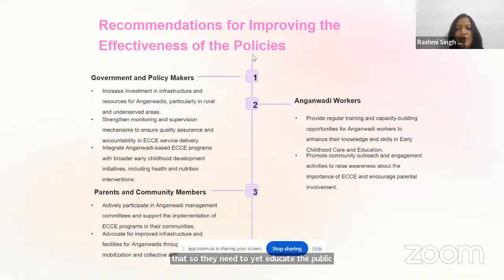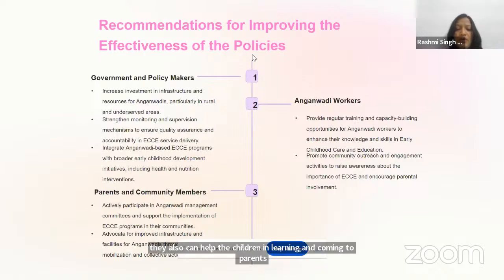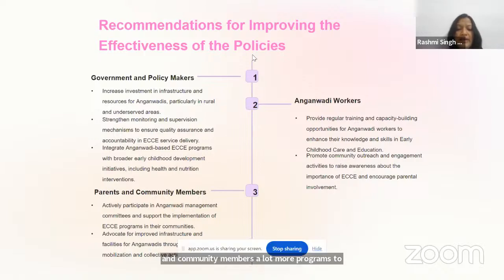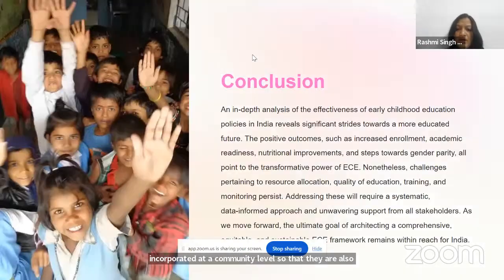And coming to the Anganwadi workers, they need to attend the trainings regularly, and focus on their capacity building, and improve their skills, and also reach out to the community and parents for better engagement, so that they also can help the children in learning. And coming to parents and community members, a lot more programs need to be incorporated at a community level, so that they are also aware of the next steps to be taken.